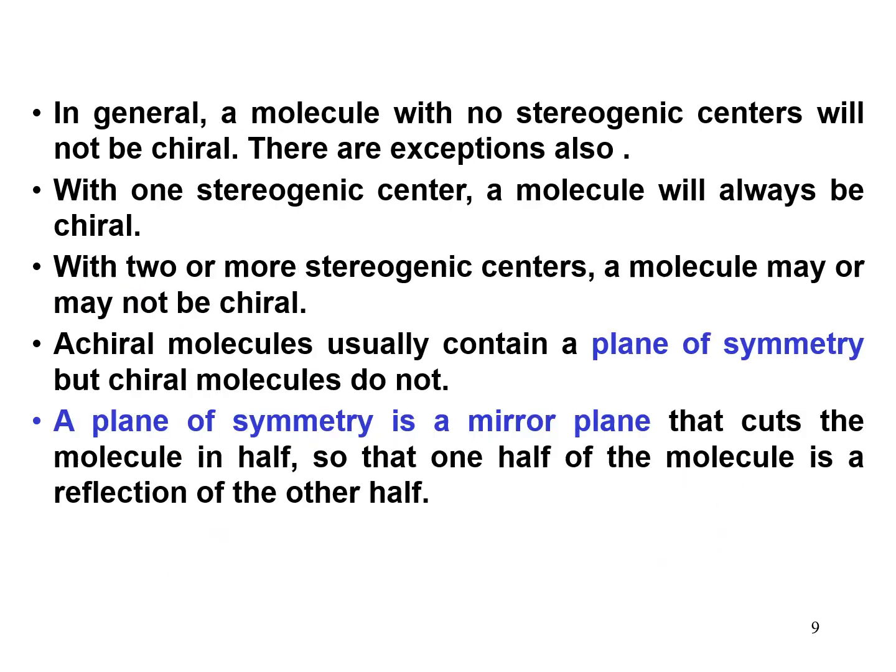It's known as enantiomers. In general, a molecule with no stereogenic center will not be chiral. There is also an exception. With 1 stereogenic center, the molecule will always be chiral. With 2 or more stereogenic centers, the molecule may or may not be chiral because of the existence of what? Meso compounds also. So an achiral molecule usually contains a plane of symmetry, but chiral molecules do not. A plane of symmetry is a mirror plane that cuts the molecule in half so that one half of the molecule is a reflection of the other half. So such a plane is known as a plane of symmetry.